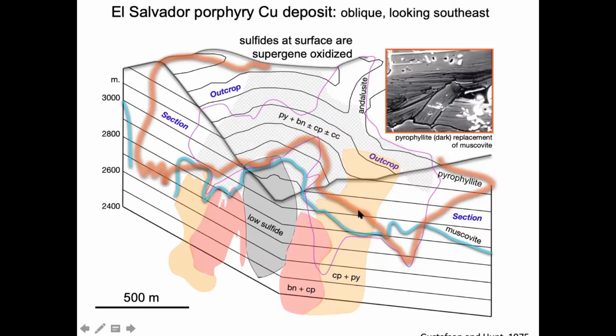So in this case, knowing that this perovskite could be related to the proximal or near portion of the deposit over the top of the porphyry deposit would help an explorer to focus exploration on this area. So that's one of the first lessons.